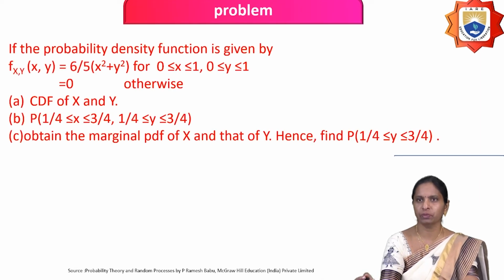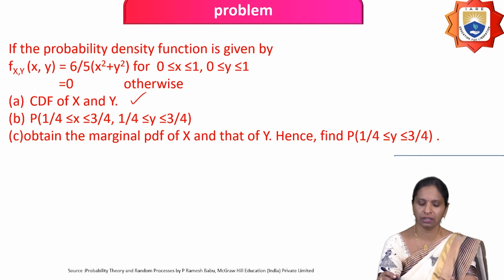Next, we'll see one problem in that. If the probability density function is given by fXY of x comma y equals 6 by 5 into x square plus y square, for x from 0 to 1 and y from 0 to 1, and equal to 0 otherwise. What is the first problem you have to calculate? CDF of x and y. That is nothing but the cumulative probability distribution function. Simply you can call this the distribution function. And the second one is what? The probability such that x takes values from 1 by 4 to 3 by 4 and y takes values from 1 by 4 to 3 by 4.